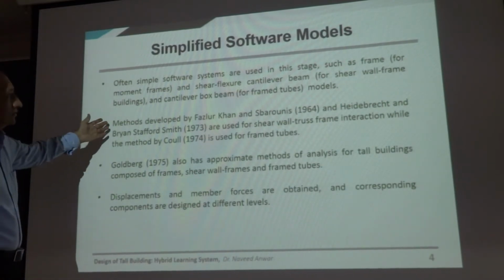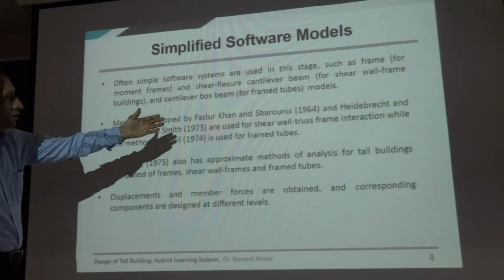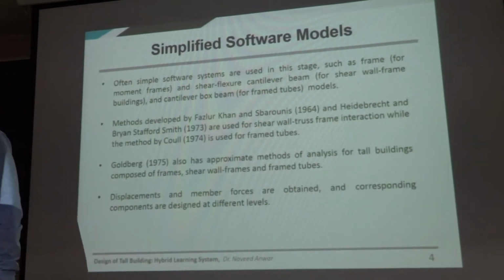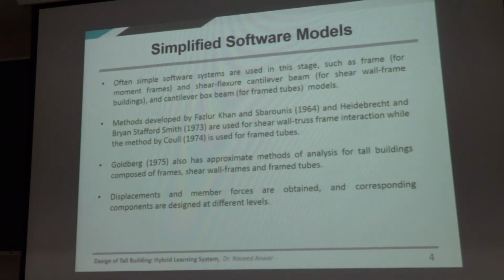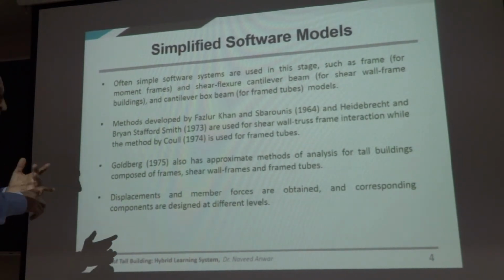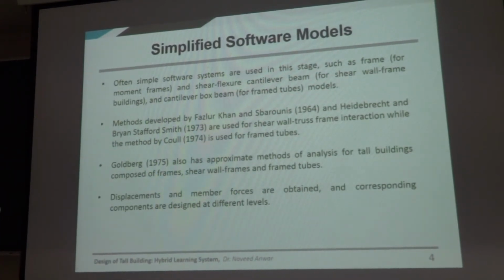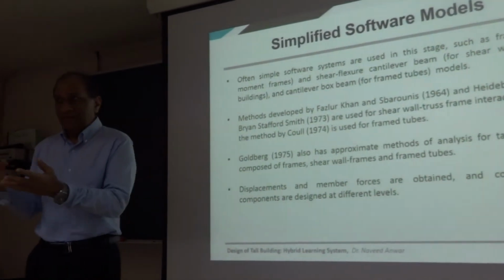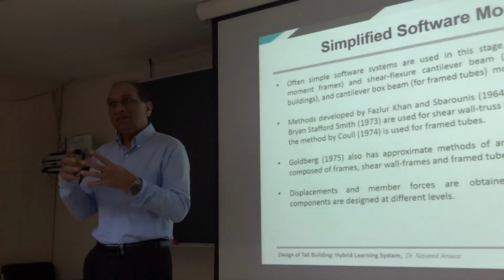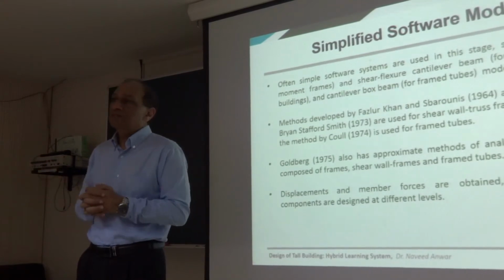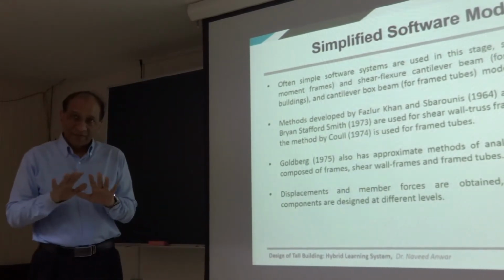Not a long time ago, in 64, 73, 74, these people developed many systems to be used. So that is the floor system. That's one thing. The second is the lateral system. What is going to resist your horizontal forces? Vertical forces will be resisted by the floor, whatever you select. You may say post-tension flat slab, or concrete beam slab, or composite steel; there will be many options. So that's one decision made.